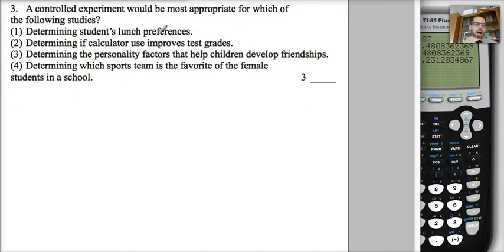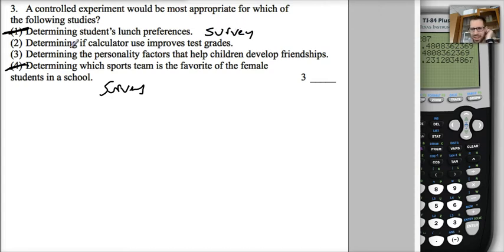Number 3, a controlled experiment would be most appropriate for which of the following studies? Lunch preferences, determining if a calculator improves test grades, determining the personality factors that help children develop friendships, determining which sports team is the favorite of the female students. Okay, so 4 seems like something I would survey for sure. I would also probably survey for lunch preferences, right? I'd probably just ask.